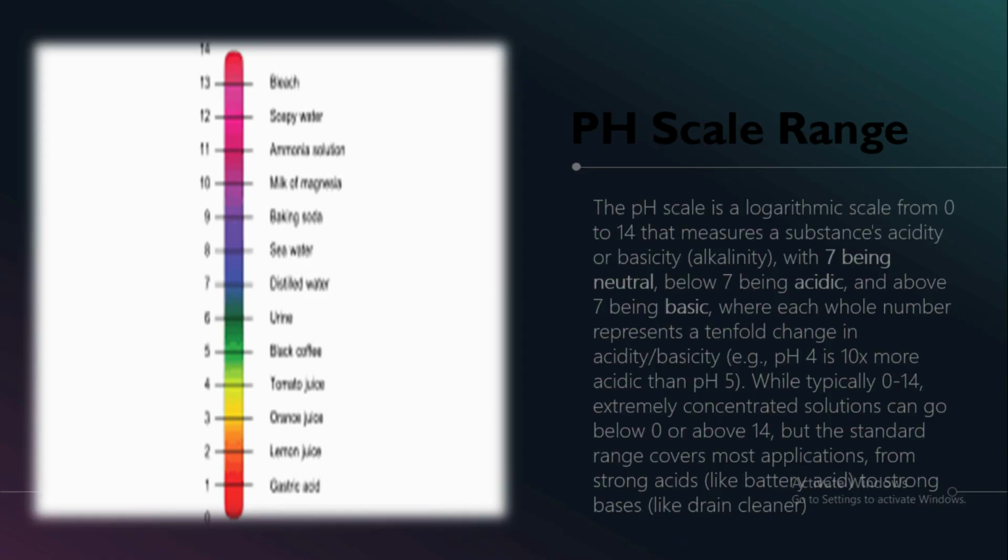For example, pH 4 is 10 times more acidic than pH 5. While the scale is typically 0 to 14, extremely concentrated solutions can go below 0 and above 14. But the standard range covers most applications, from strong acids like battery acid to strong bases like drain cleaner.